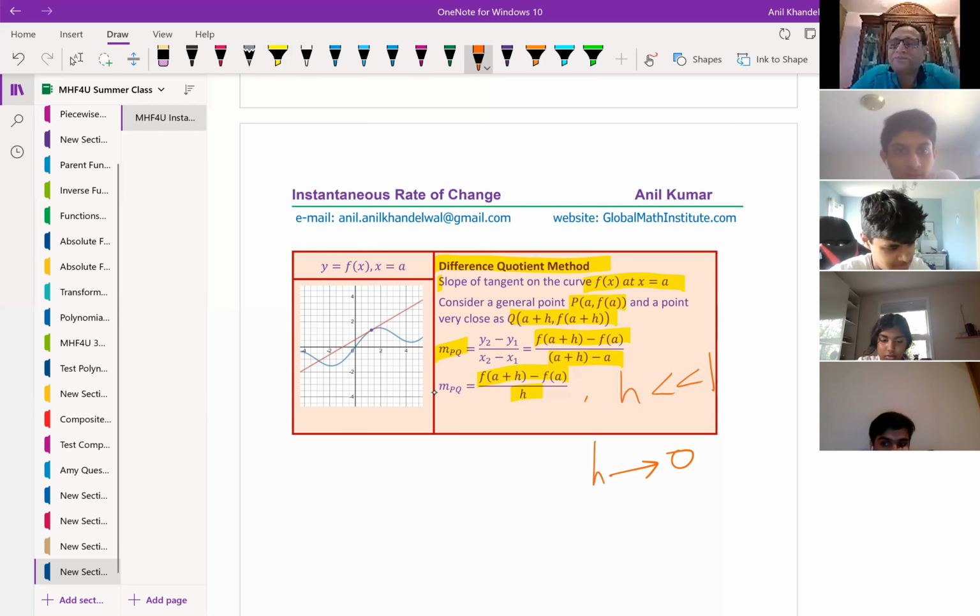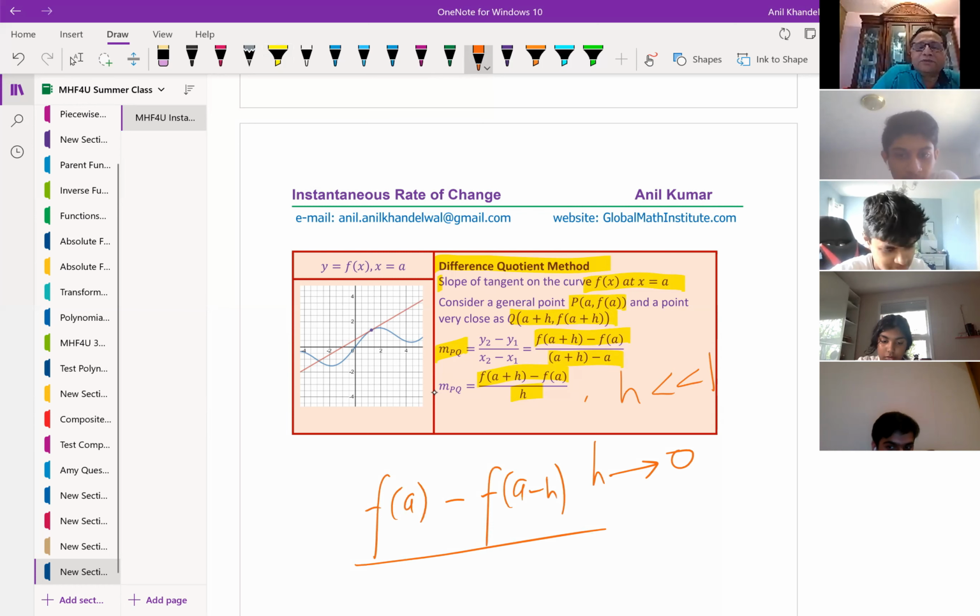Yeah, you can say that will be preceding. So if you use this, f of a minus f of a minus h over, in that case, we'll have a minus h, and you get the same result, which is f of a minus h over h, right? Minus minus becomes plus. Is that okay?